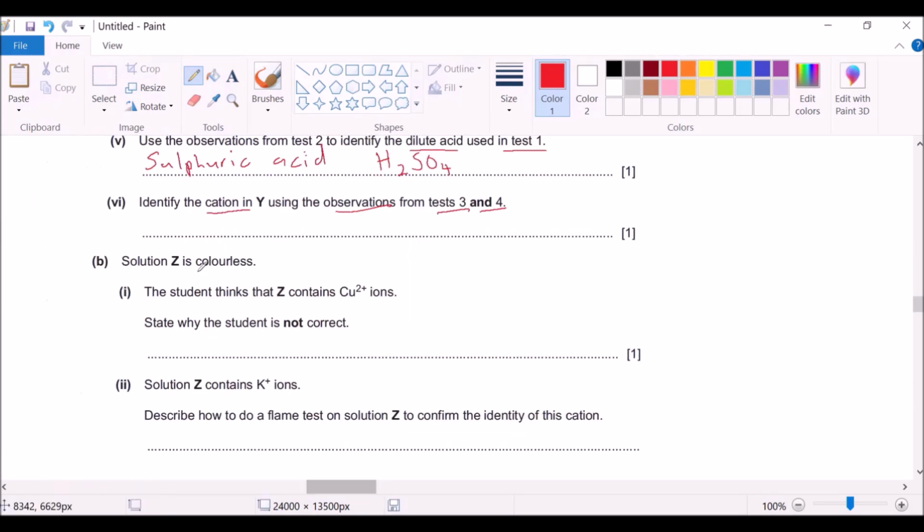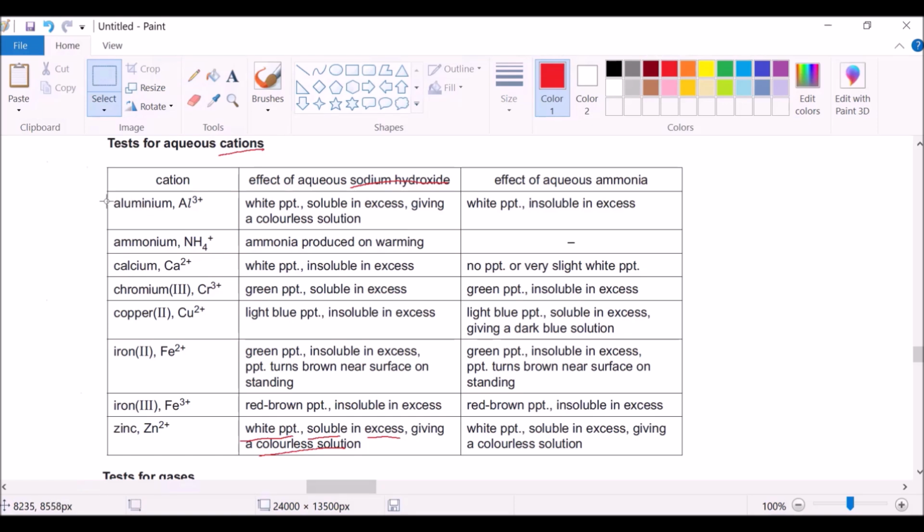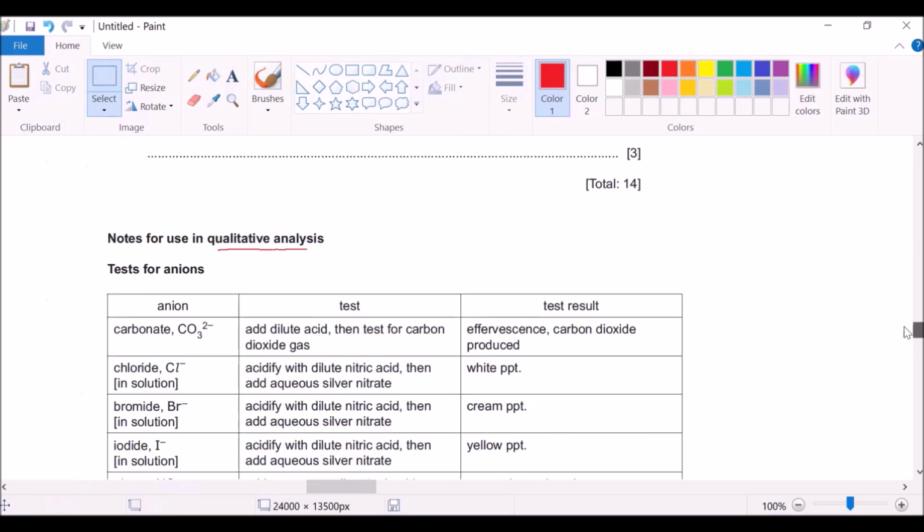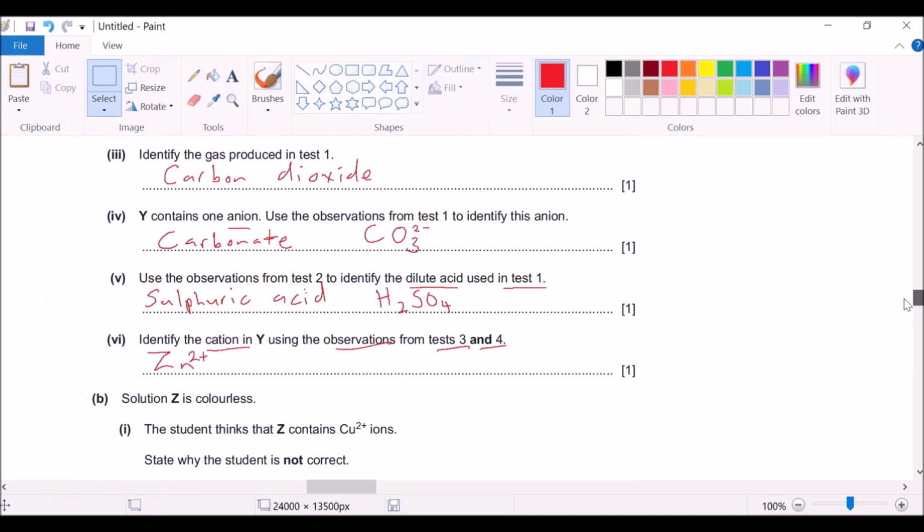So here we have, but this is also similar to aluminium. You can see a white precipitate when we add sodium hydroxide, and when we add excess, it will be soluble, giving a colorless solution. So our question is saying from test 3 and 4. So far we have zinc 2 plus and aluminium 3 plus. Now we go to 4.